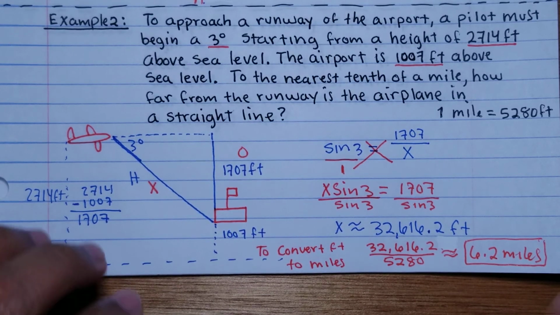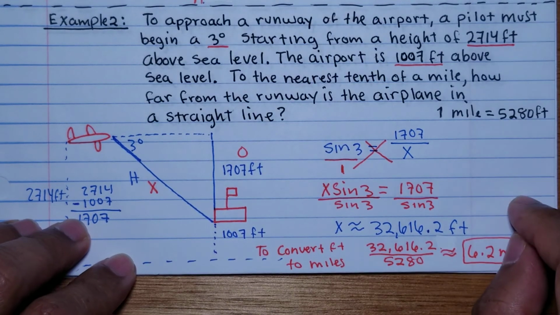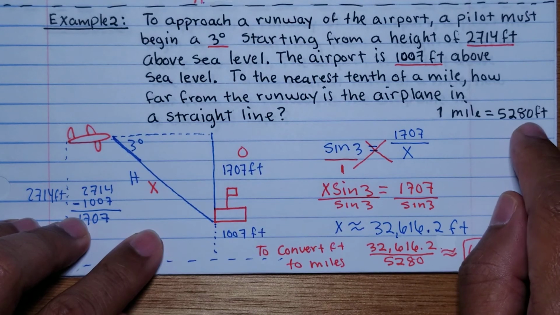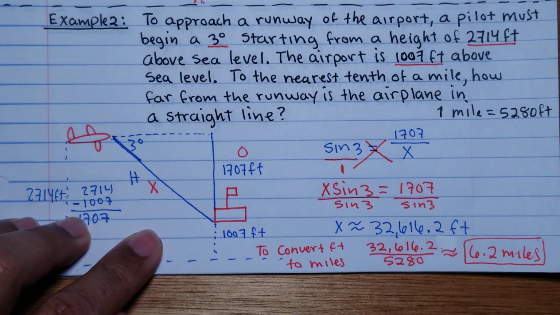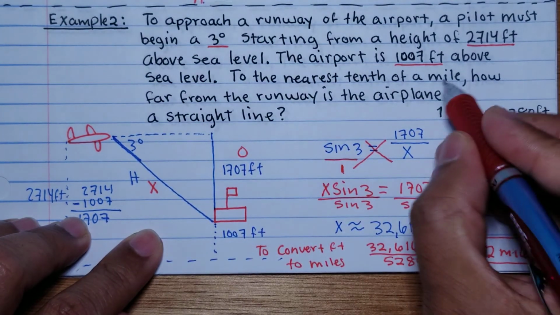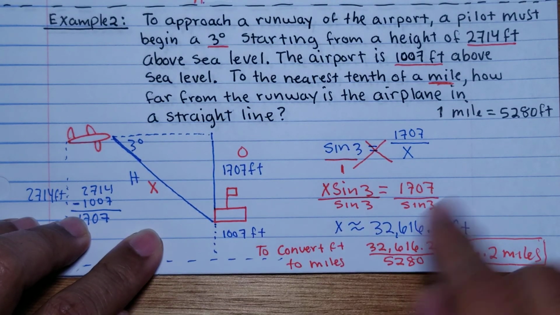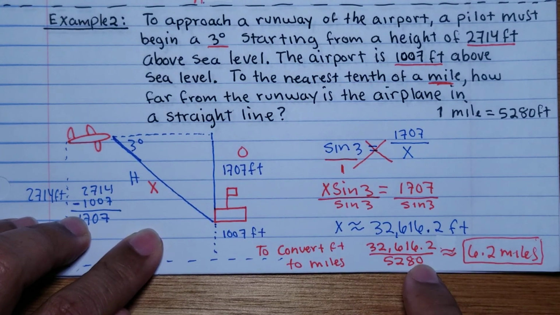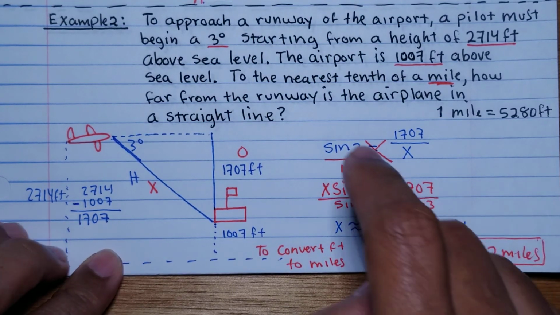Okay, I paused the video as I was recording, and I just wrote this down, because I don't want to make this video too long. So what I did is I wrote that 1 mile is equal to 5,280 feet. And notice that this answer is in feet, okay? But the question is asking you to do it in miles. So that means we need to convert. So to convert feet to miles, we use this. So this is 32,616.2 feet. We divide that by 5280, and the result you get out of this is 6.2 miles. So this will be the answer to that problem.